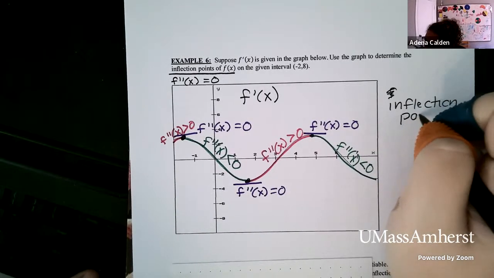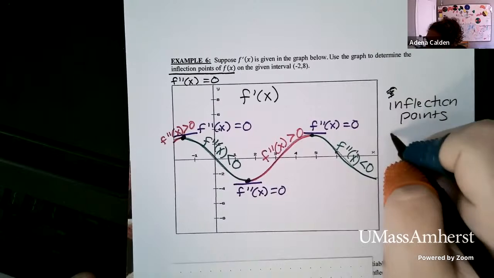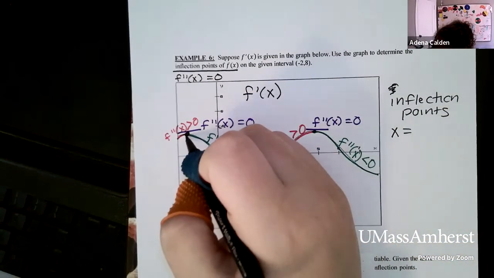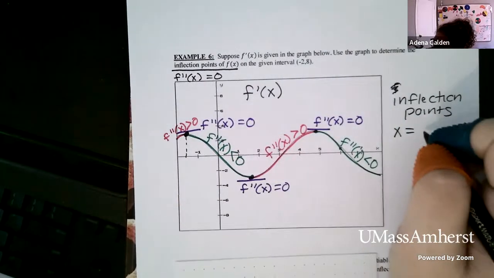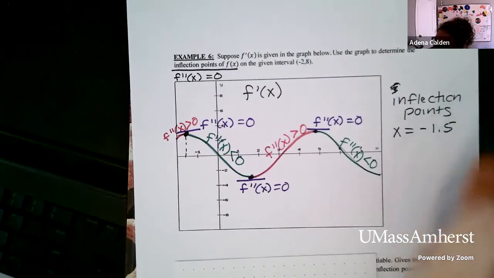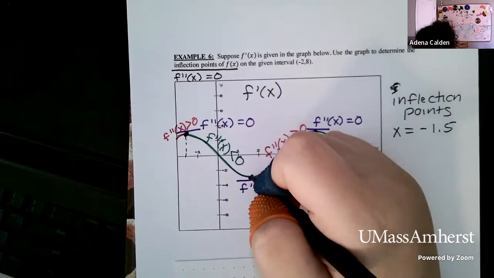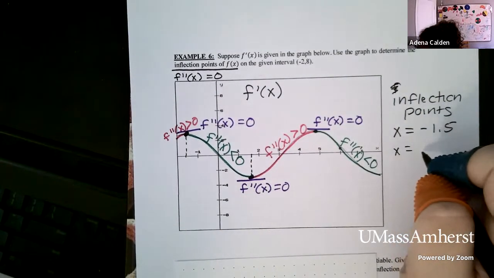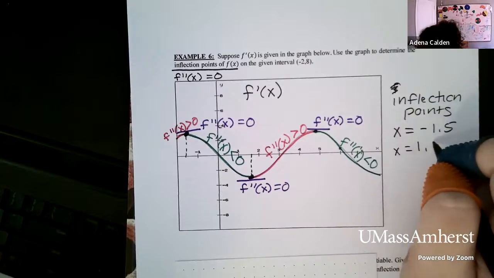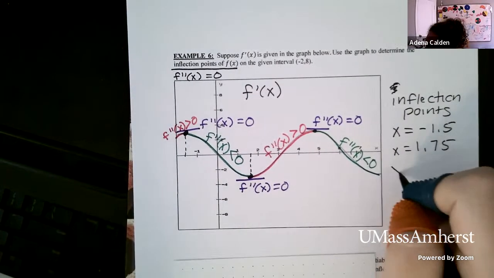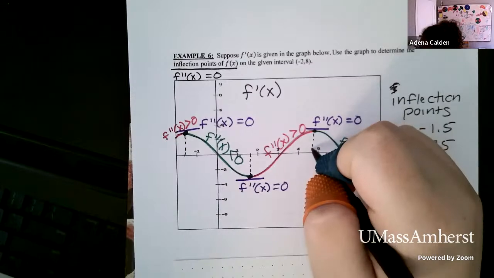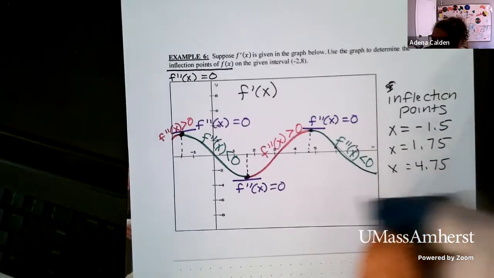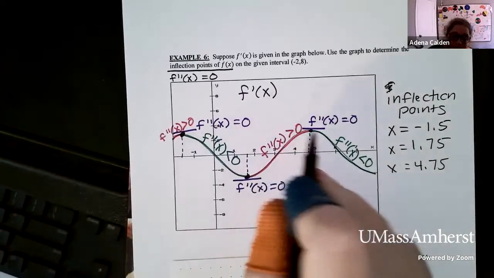So inflection points, critical points, these are all characterized by their x values. So we're just approximating where this is happening, and it doesn't have to be perfect. So this is approximately negative 1.5, right? This looks like it might be, I don't know, 1.75. And then over here, maybe 4.75, something like that, right? But we can see where these happen.